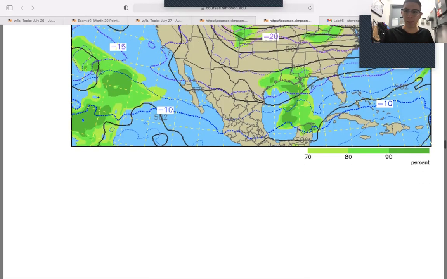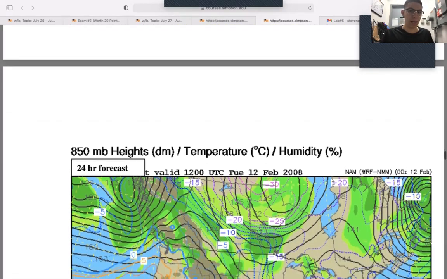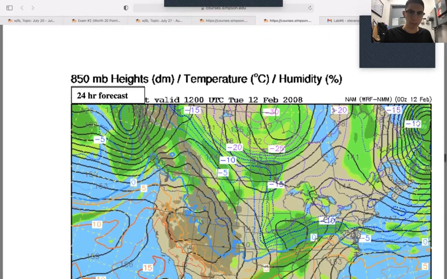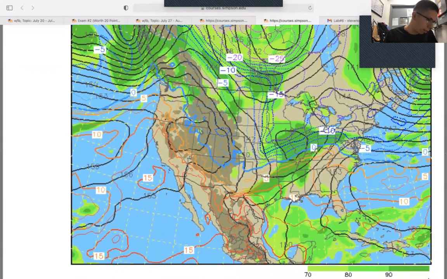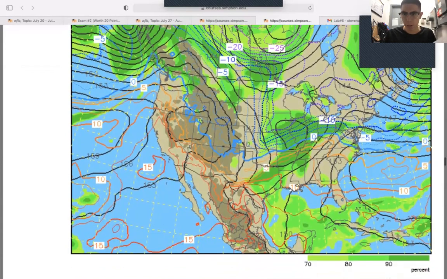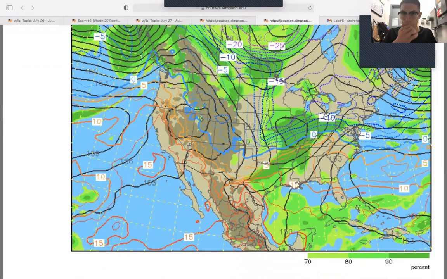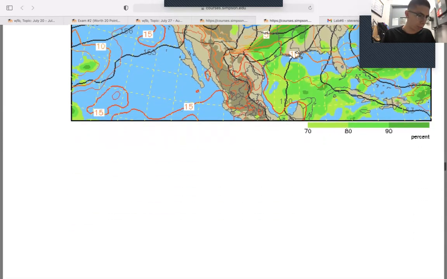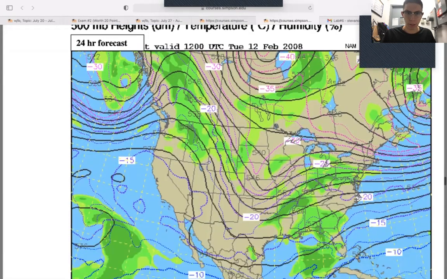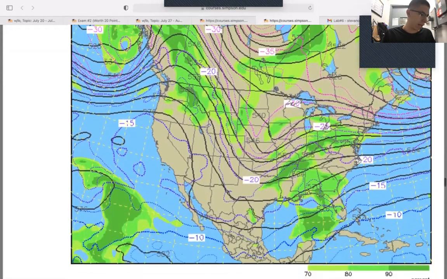Then we're moving on to the 12-hour forecast at 12Z. At 850, I have it marked down as a negative 15 degrees Celsius isotherm. That's about how warm it is there at Omaha, Nebraska. And then we move on to the 500 millibar chart for the 24-hour forecast.